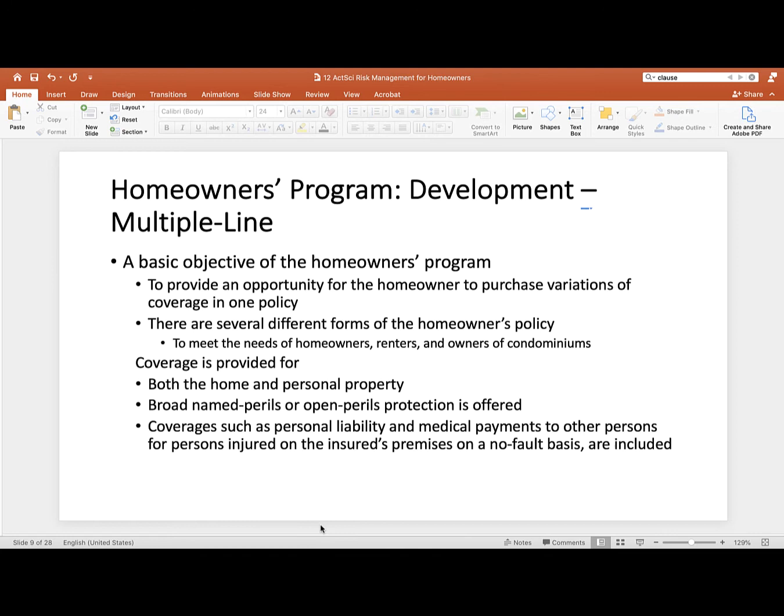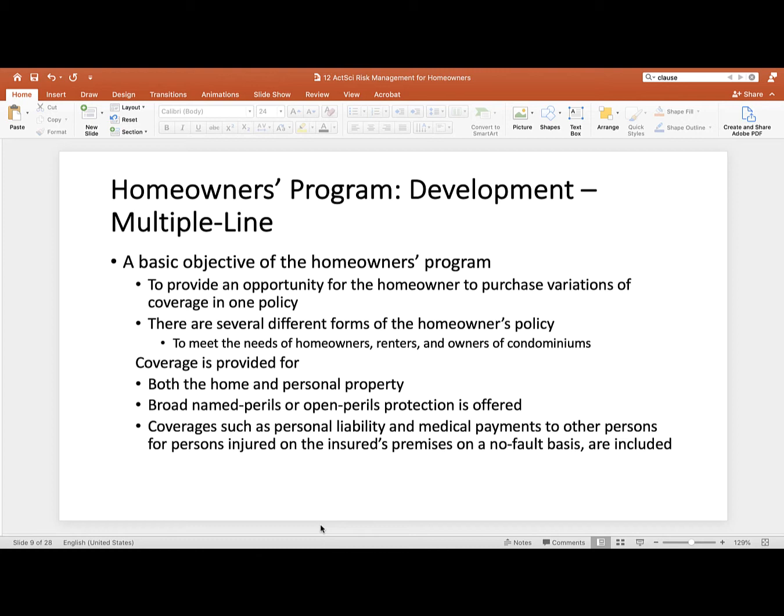So let's look at the multi-line. The basic objective of the homeowners program was to provide an opportunity for the homeowner to purchase variations in coverage, so different types of cover in just one policy, so you don't have to buy them all individually. It's worth noting there are several different forms of homeowners policy. There's not just one form, one contract. It depends on the company you go to, and they all vary in some degree. But they're all set up to meet the needs of homeowners, renters, and owners of condominiums.